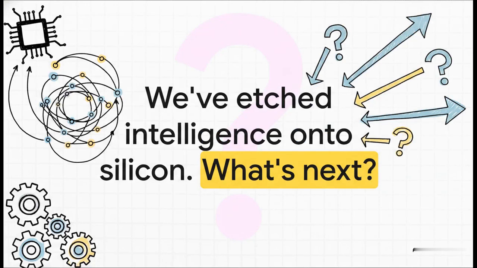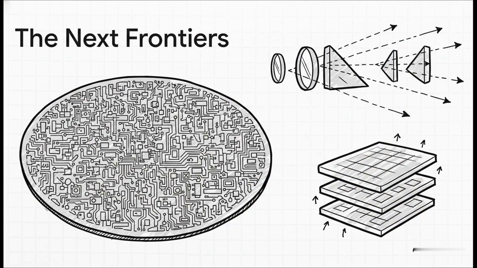So we've gone all the way from a single switch to a global brain. We've literally taught rocks how to think. It's an incredible story of human ingenuity. But it just begs the ultimate question. What comes next? What happens when we push beyond the limits of silicon? And the future looks absolutely wild.